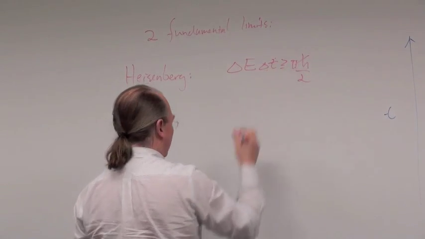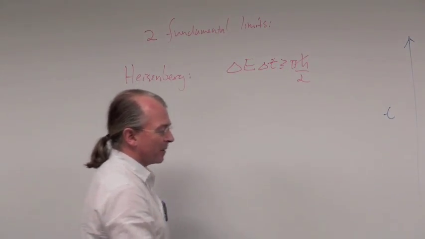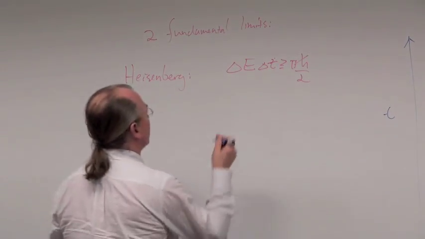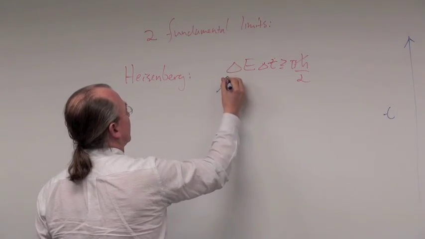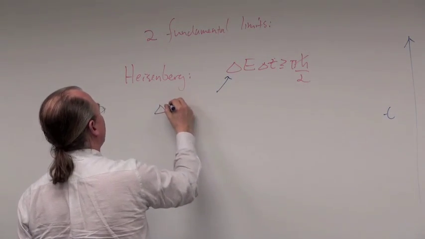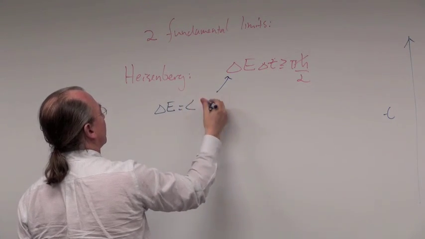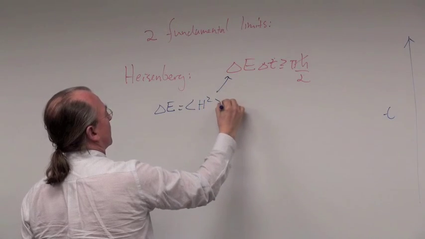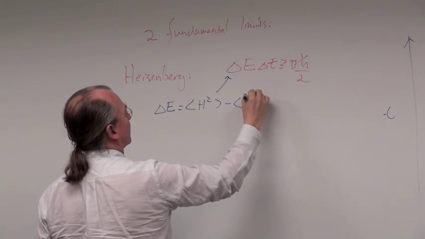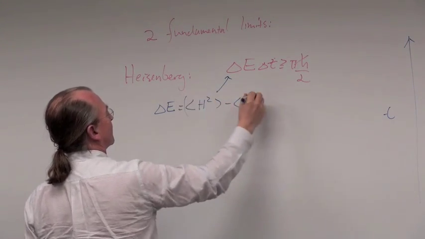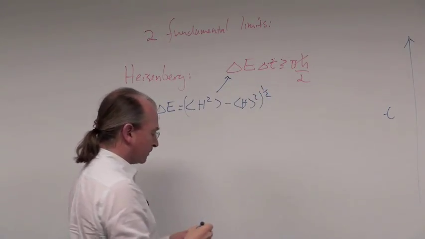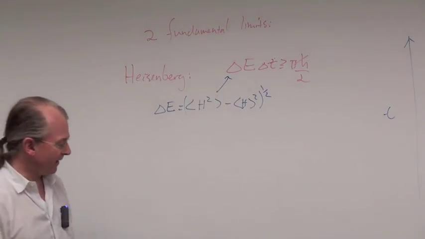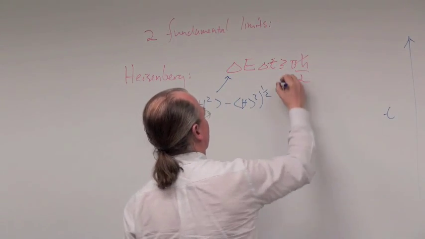And so let's first discuss a little bit about what this means. This is the spread in energy of the system. So it's the expectation value of the square of the energy, minus the expectation value of the energy, squared, if H is the Hamiltonian of the system, times this. So now, what is delta T? This is a key question.